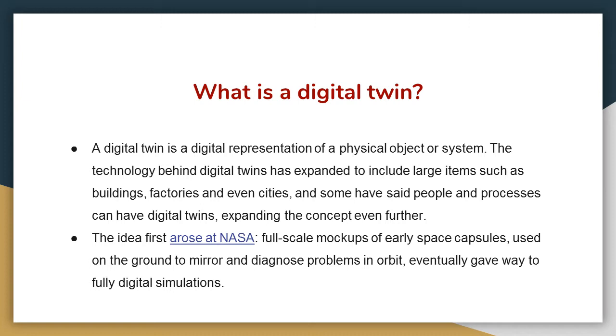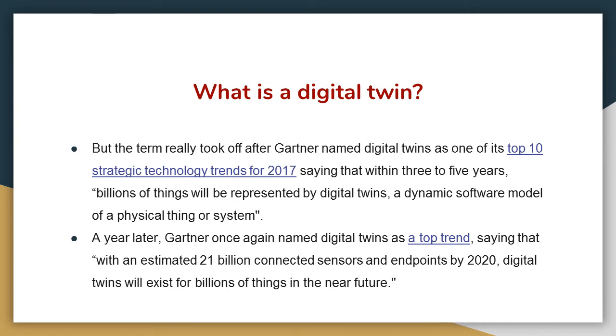Full-scale mock-ups of early space capsules used on the ground to mirror and diagnose problems in orbit eventually gave way to fully digital simulations. However, the term digital twin really took off after Gartner named digital twin as one of the top strategic technologies trends in 2017, saying that within 3 to 5 years, billions of things will be represented by digital twins, a dynamic software model of physical things or systems. A year later, Gartner once again named digital twin as the top trend, saying that with an estimated 21 billion connected sensors and endpoints by 2020, digital twins will exist for billions of things in the near future.